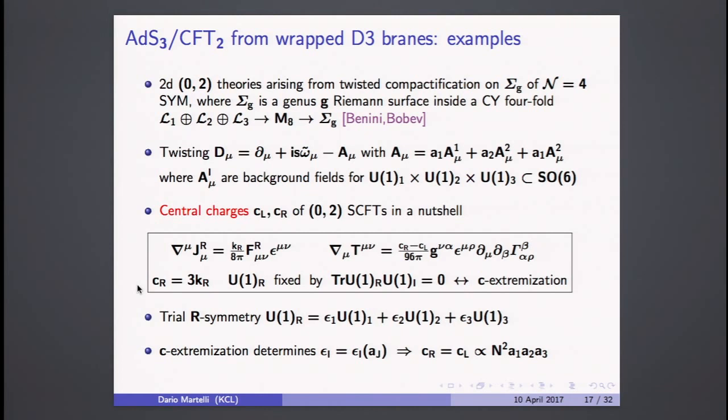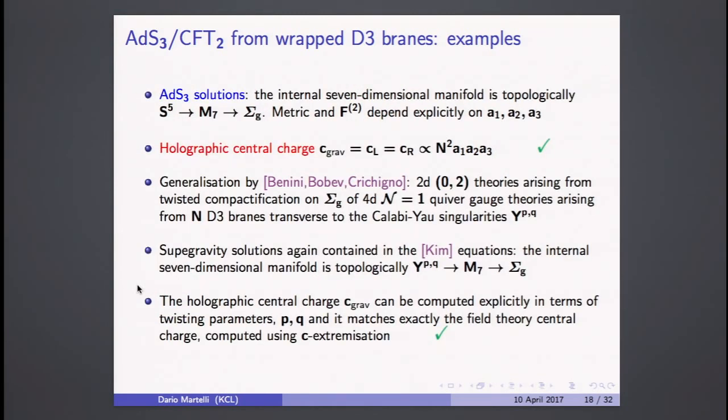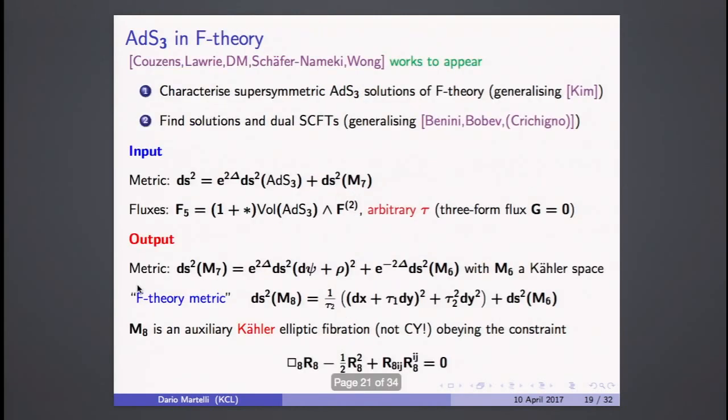Some of the interesting points, which will be important later, is that actually for (0,2) theories, the central charge c_R in this convention is proportional to this coefficient k, which appears in the anomaly equation for the non-conservation of the R-symmetry current, whereas the difference c_R minus c_L is encoded in the gravitational anomaly. So let me then skip the rest, just saying that this matches exactly the holographic computation by using the Brown-Henneaux formula. There are some generalizations, but I'll skip them. So let's come to the work that we have. Otherwise, I won't say much about it.